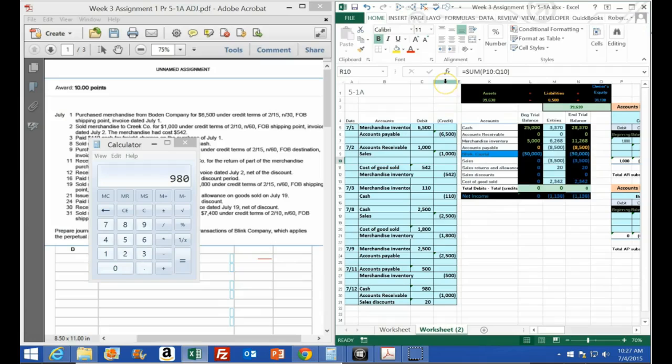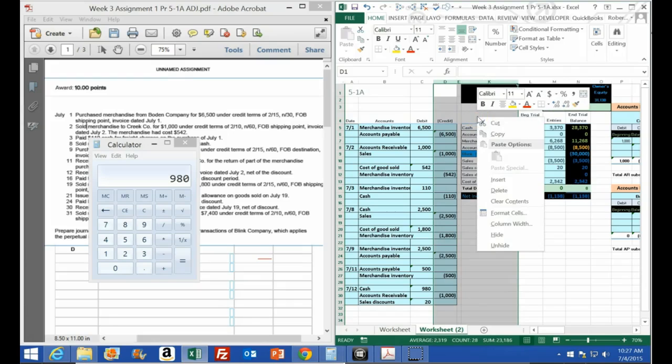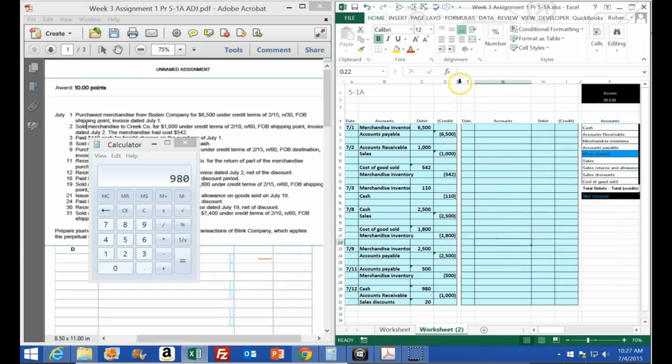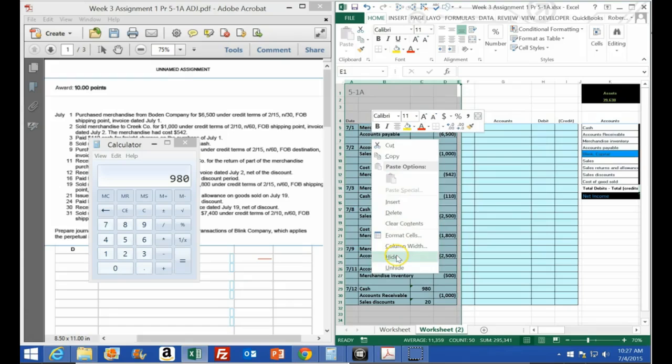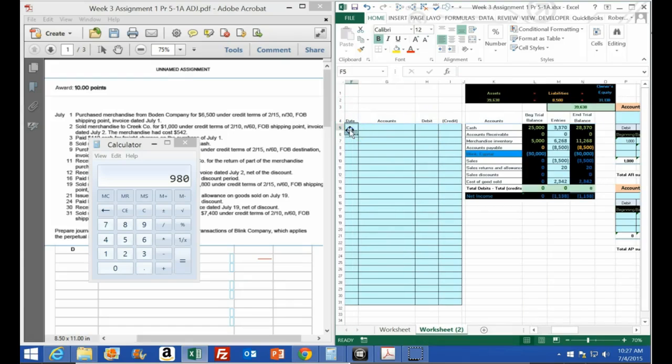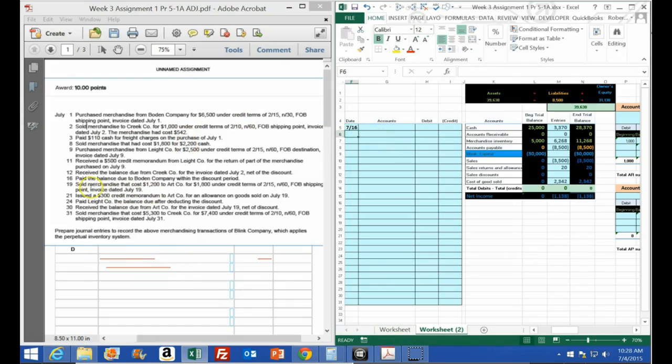So now I'm going to put my cursor on here, and I'm going to left click and highlight to K, unclick, and right click on the selected area and unhide. Then I'm going to hide this side just so we don't get confused over here. I'm going to hide that. And we are now on 716, which says that pay balance due to Bowden Company within the discount period. So now we are paying within the discount period.